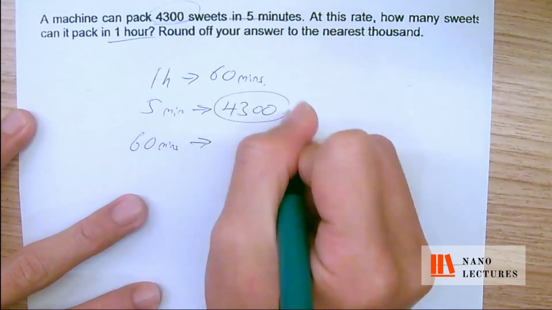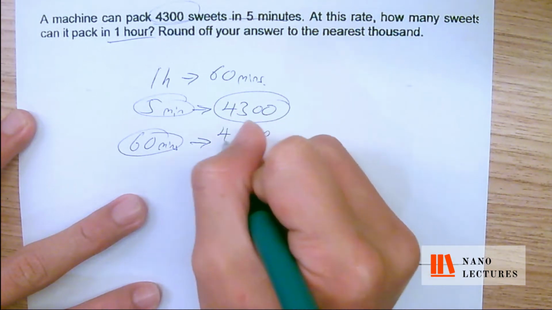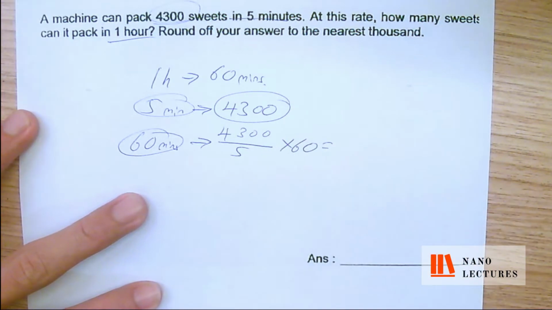Take this divided by this, multiply by this to get the answer. I believe I taught you all in previous questions as well. 4,300 divided by 5 multiplied by 60. What answer would that give us? Just throw the figure into your calculator and let's see where it brings us.